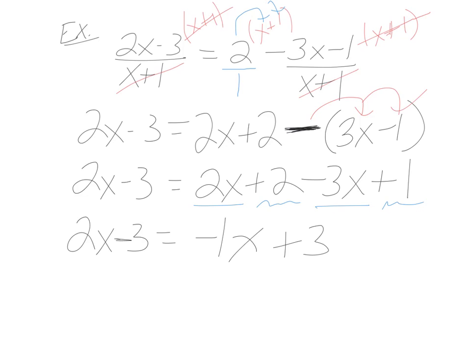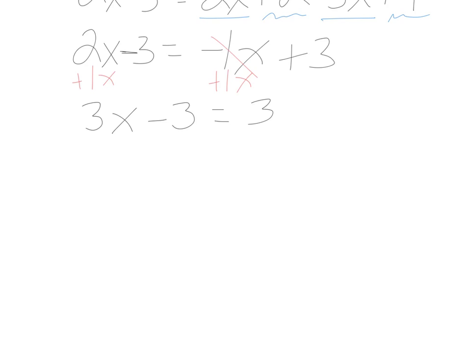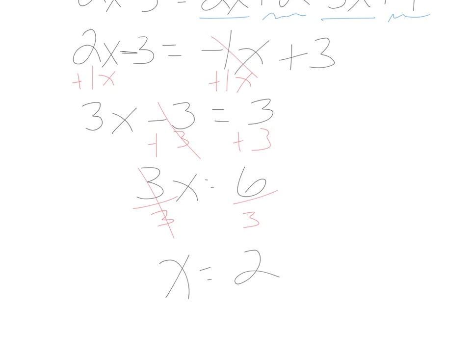So let's go ahead and get the x's together. I'm going to add 1x. So we have 3x minus 3 equals 3. Add the 3. 3x equals 6. And divide. X equals 2.